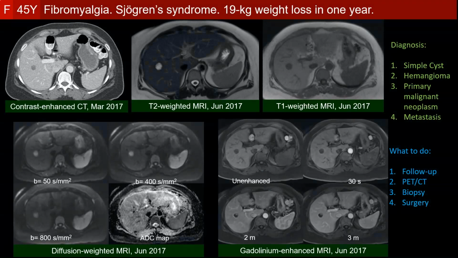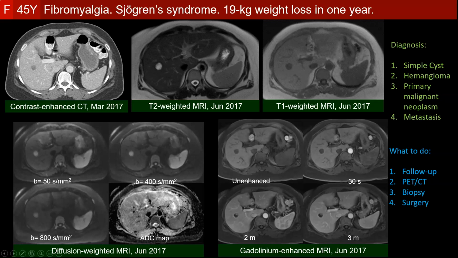This is a 45-year-old lady with fibromyalgia, Sjogren syndrome, and 19 kilogram weight loss in 1 year. CT was performed initially, and it showed a focal liver lesion for which MRI was done for further characterization a couple of months later. You are provided with the CT, MRI, 4 diagnostic possibilities to choose from, and 4 ways of further management to choose from.